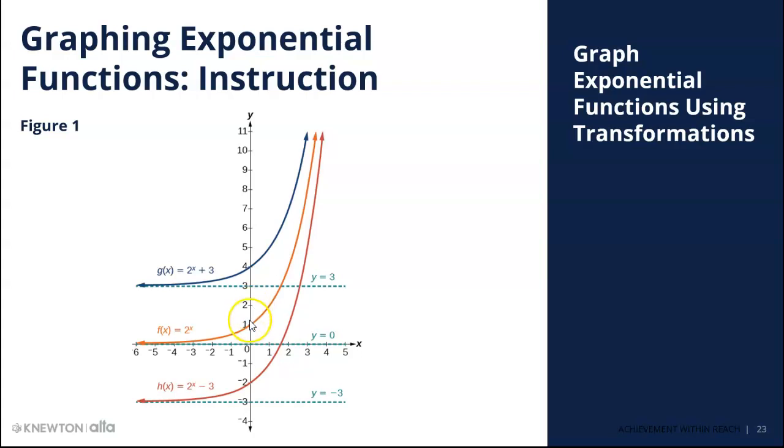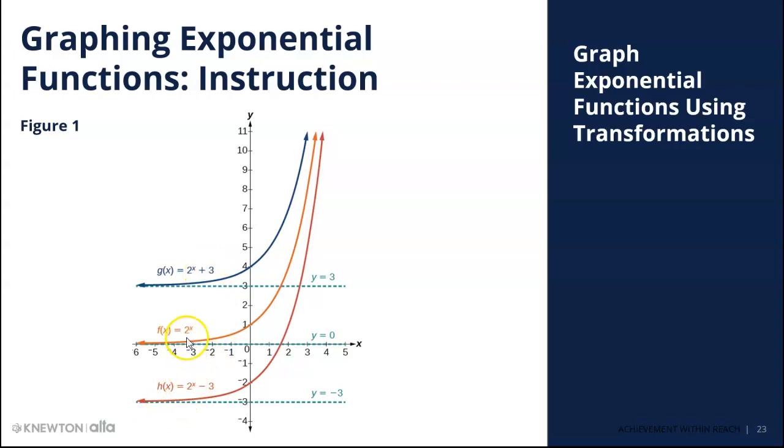We do that by starting with this point, and then we move that 3 units up. So 1, 2, 3. That point will be the new point. And then we maintain the same behavior, an increasing behavior. And also the asymptote, which is y equals 0, will be shifted 3 units up. So from y equals 0, it will now be y equals 3. That is the new horizontal asymptote of the function 2 to the x plus 3.